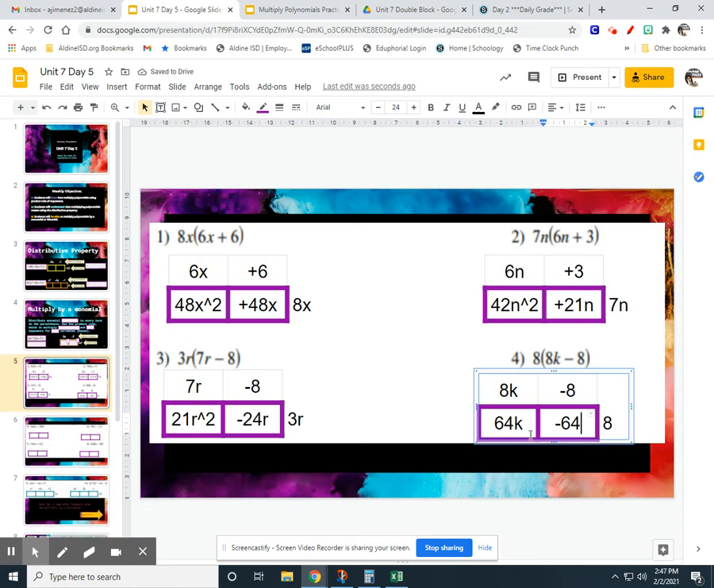64k. Now that's what we got because there is no other variable, so we brought the variable down from the top. On this side, in the second box, we did negative 8 and 8. There is no variable, so we just multiply the two coefficients. All right, let's go to the next slide, and I'm going to want you to fill in everything.